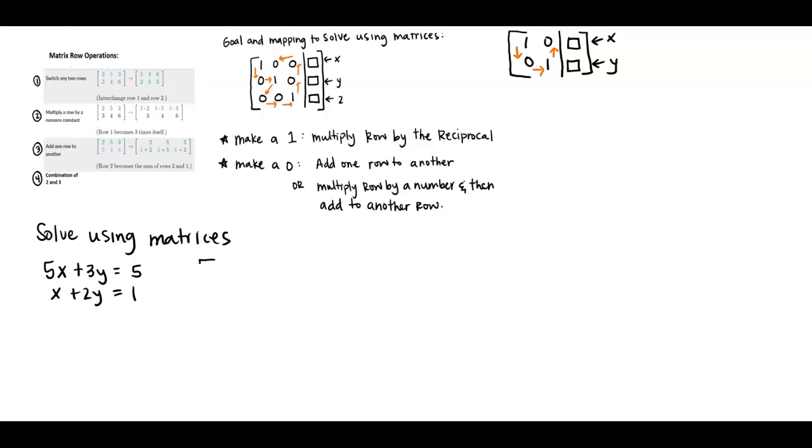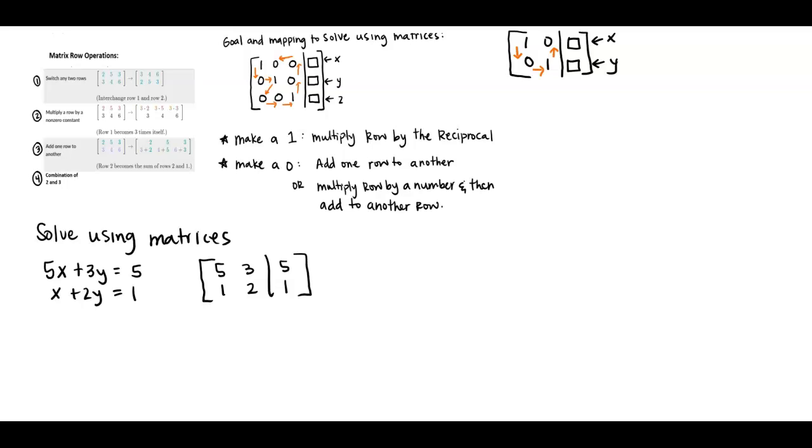All right, so if I write it out in matrix form, remember all we're doing is getting rid of the variables, but writing it down the same way, right? So I've got 5, 3, and then 5 along the top. On the bottom, I've got 1, 2, and 1. Okay, so again, remember, we're trying to use this little mapping here. So that means I want to get a 1 in the upper left-hand corner first. That's what I want to do.